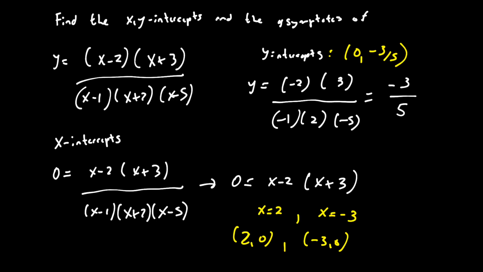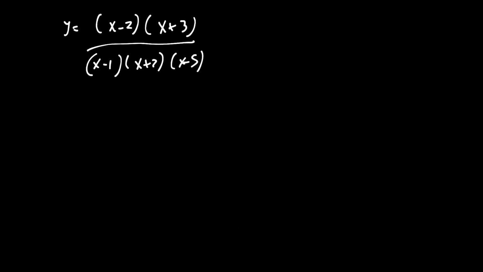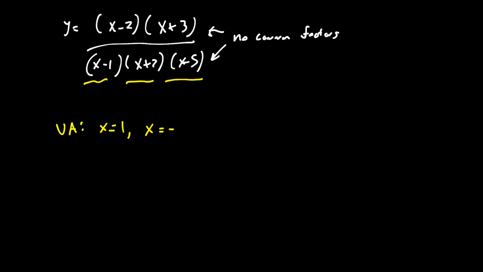Now we want to go ahead and find the asymptotes. So let's go ahead and copy our rational function. And the first thing to notice is there's no common factors between the numerator and the denominator. This means the factors on the bottom are all going to correspond to vertical asymptotes. So we'll have a vertical asymptote at x is equal to 1, we'll have another one at x is equal to negative 2, and we'll have the last one at x is equal to 5.